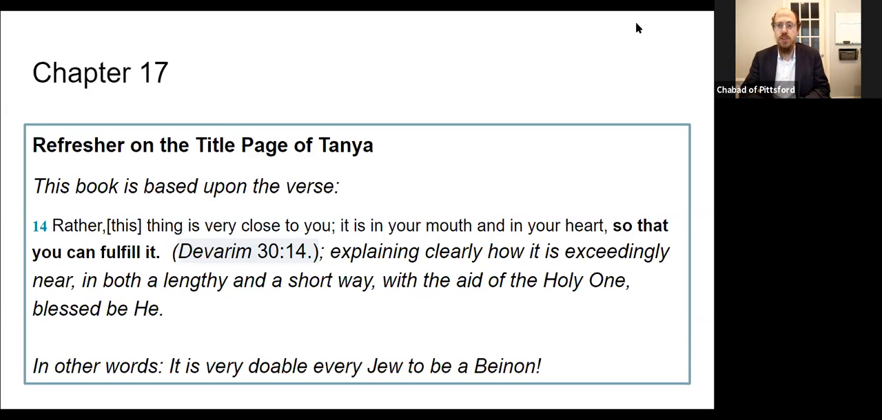And on the title page, the Alter Rebbe said, the Tanya is explaining clearly how it is exceedingly near in both a lengthy and a short way, with the aid of the Holy One, blessed be He. In other words, it is very doable for every Jew to be a Beinoni. This verse is telling us that the Torah and mitzvahs, in your mouth, your speech, in your heart, your thoughts, so that you can fulfill it, your actions, is totally near to you. It's doable. Every one of us can be a Beinoni.